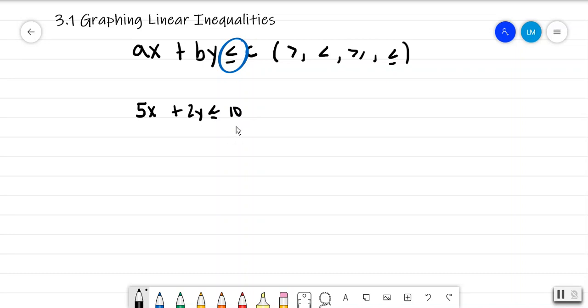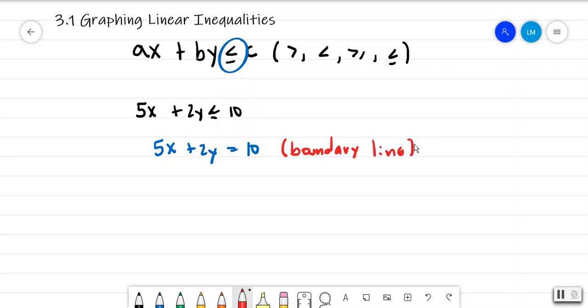One of the ways we can graph this is by looking at the x-intercept and the y-intercept. To do that, we can consider the equation 5x plus 2y is equal to 10. The only reason I'm doing this is because this is what I call a boundary line, and it's going to help me find the form of the inequality.